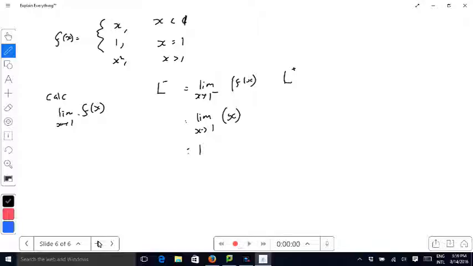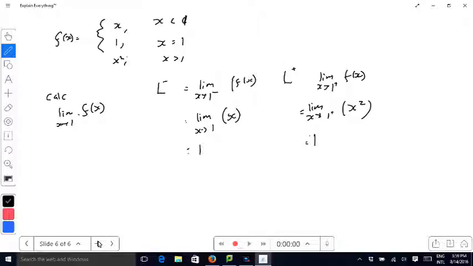Doing the same thing but for the right, on the right I'm looking at the positive numbers, so x is greater than 1. The limit as x approaches 1 from the right of f of x is the same as the limit as x approaches 1 from the right of x squared. I can sub in x equals 1, so I get 1. Okay, they're the same numbers.